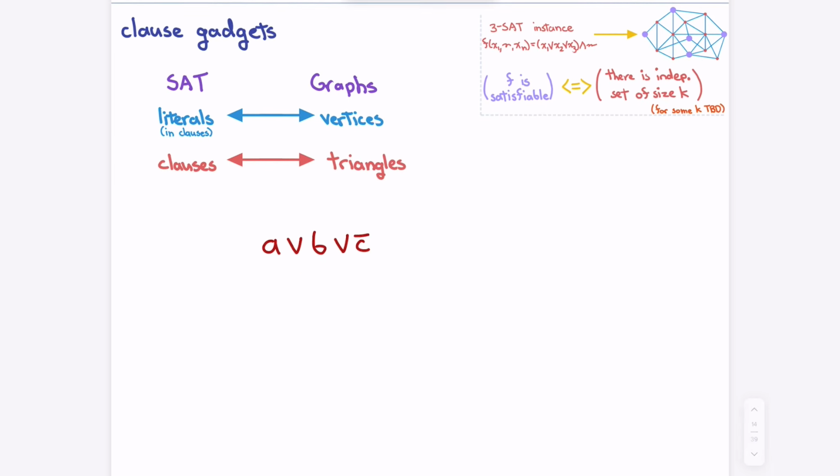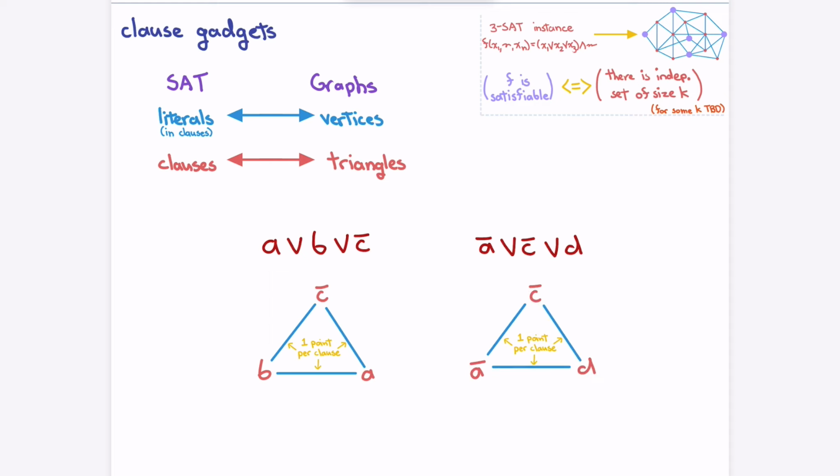So literals are going to map to vertices. Clauses will map to triangles. This one will give you a triangle like this. The triangle enforces that you can only get 1 point per clause, one vertex per clause. If I had another clause like this, the triangle would look like this. And now to encode the conflict, I put an edge between A and A bar because I can't set them to be true and false.